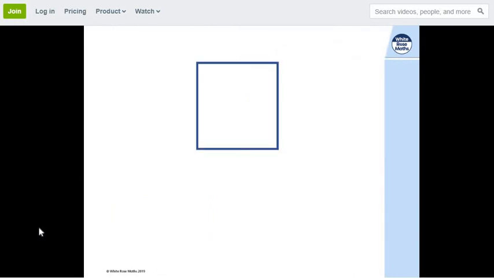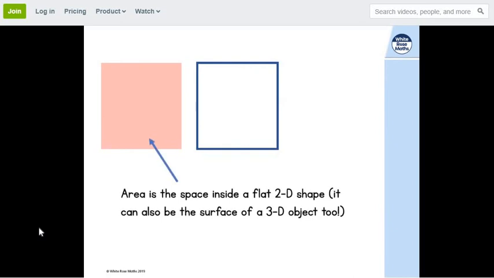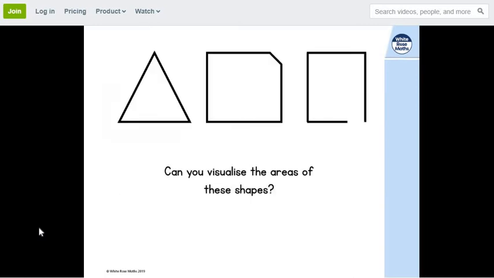So then, we've looked at perimeter. We just think about the outside of the figure being the perimeter. But what about the bit in the middle? If I take that out, I can visualize it. And we know this is the area. The area is the space inside the flat object. So can you visualize the areas of these shapes?